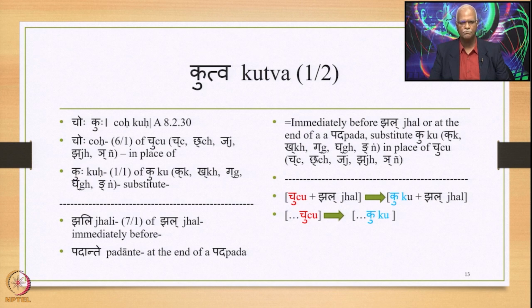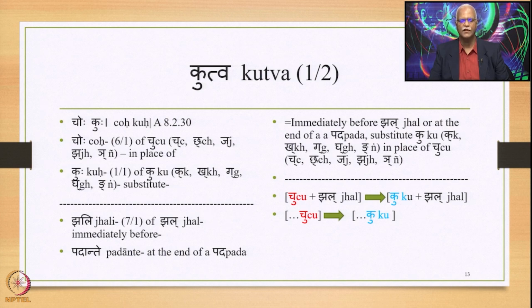Chohu therefore means in place of chu. And kuhu is 1/1 of ku. Ku means kavarga, that is ka, kha, ga, gha and nga. So ku is the substitute. The words continued from the previous sutras are jhali, 7/1 of jhal, and this means immediately before. Jhal also means all consonants minus semi-vowels, yavarala, and nasals, yamangana, na.